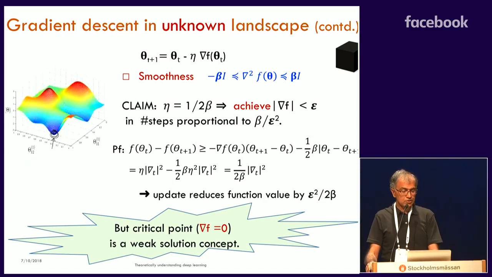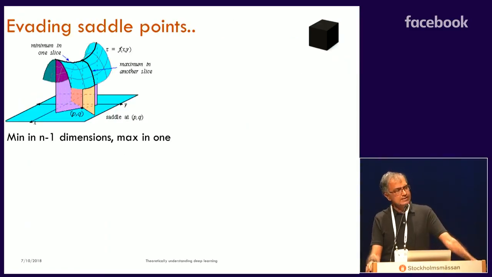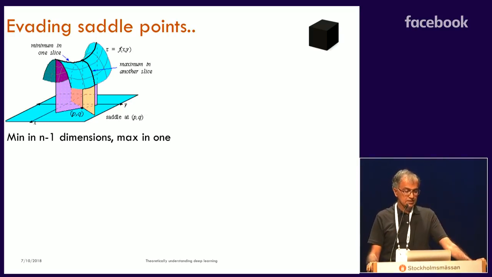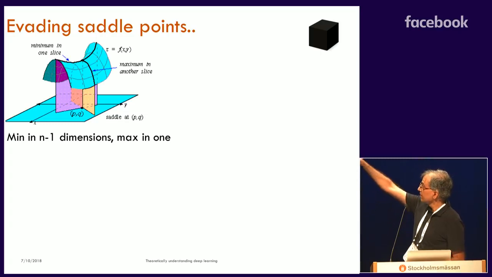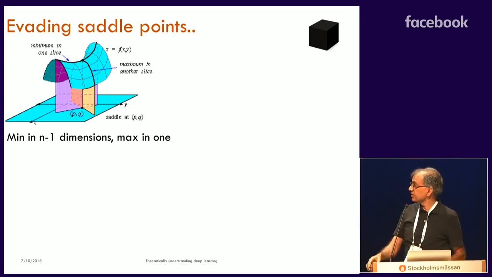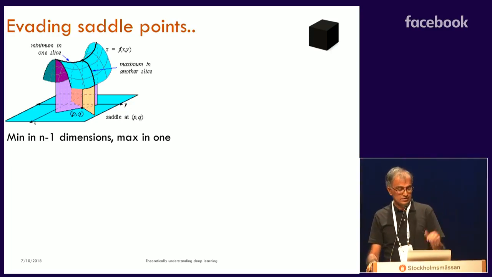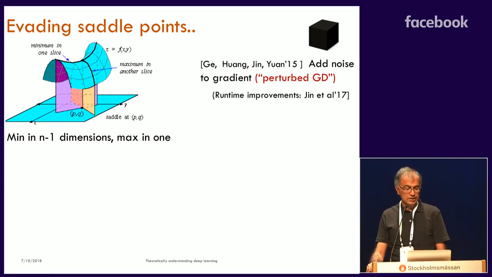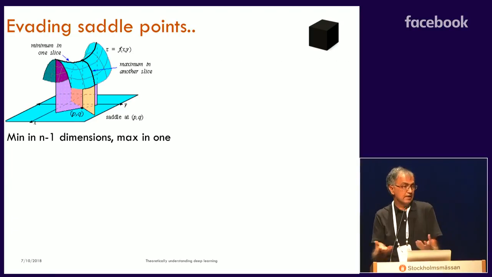But that's actually a weak solution concept. The reason is that high-dimensional geometry is more complex, and you can have things like saddle points, where the derivative is zero, but it's actually not a minimum in any sense. For example, as the name suggests, this saddle shape, where you have a point that's a minimum in n minus one dimensions and a maximum in the other. So that's a saddle point. You're not really at a minimum. There is actually a direction where you can improve the function a little bit, but it's very hard to find that in d dimensions.